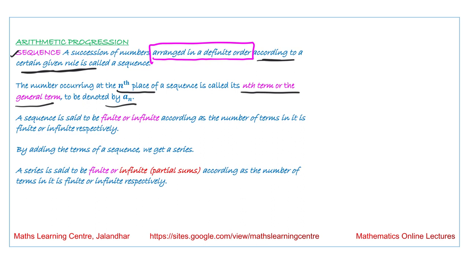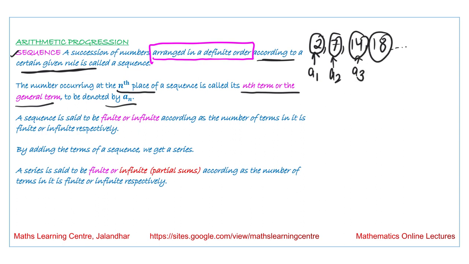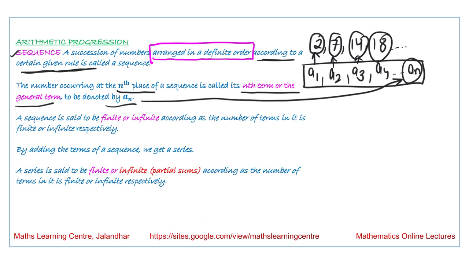If we talk about an example, suppose we are saying 2, 7, 14, 18, and so on. This is the position of these numbers. This number is at first position, this is at second position, this is at third position, this is at fourth position. So we have arranged all these numbers and their positions are fixed. Then this forms a sequence. And the general term we write is an. This is the method of writing the general term.